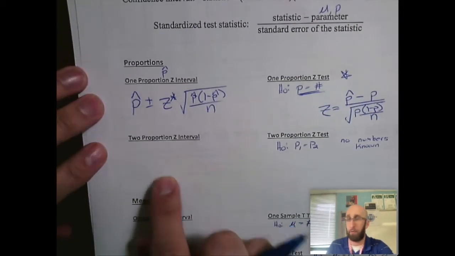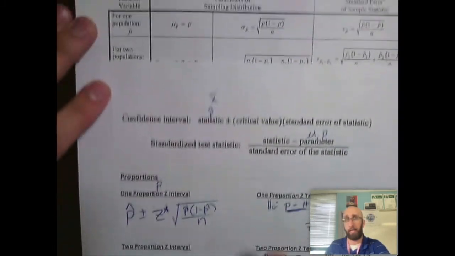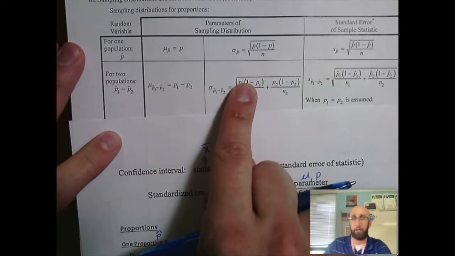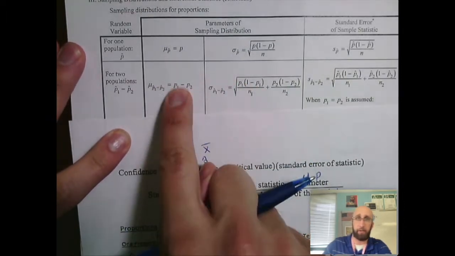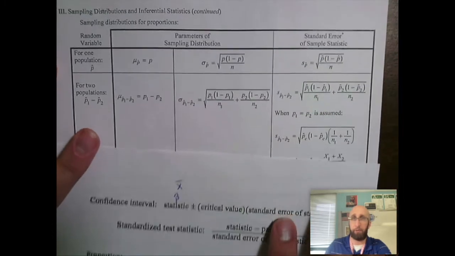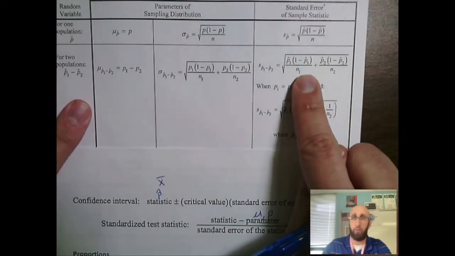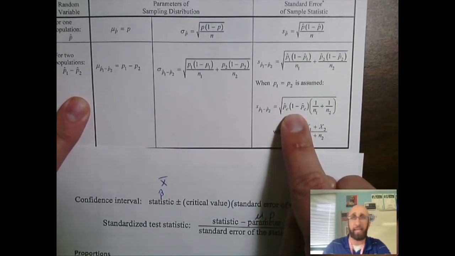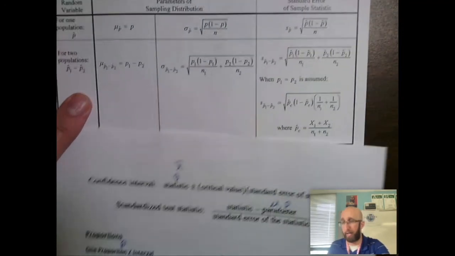Then let's look at two proportion z intervals. So I'm going to slide it down. I'm basically using all this stuff right here. There's the sampling distribution of it: the center of your sampling distribution, your standard deviation. The standard error is what's going to be super helpful to us. And it gives us two options here. One time it uses p-hat 1 and p-hat 2. The other time it uses p-hat C, which is a combined proportion.